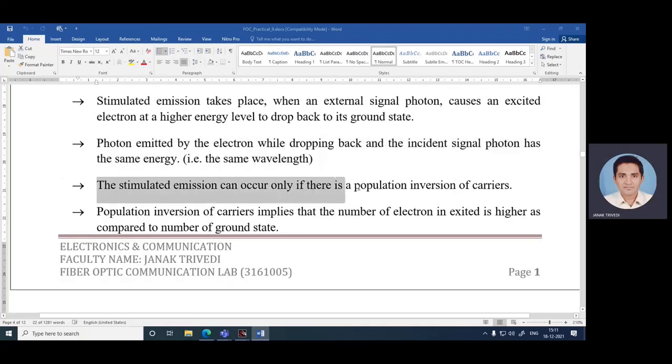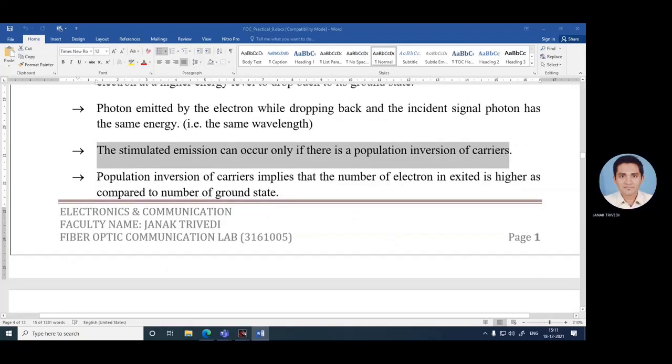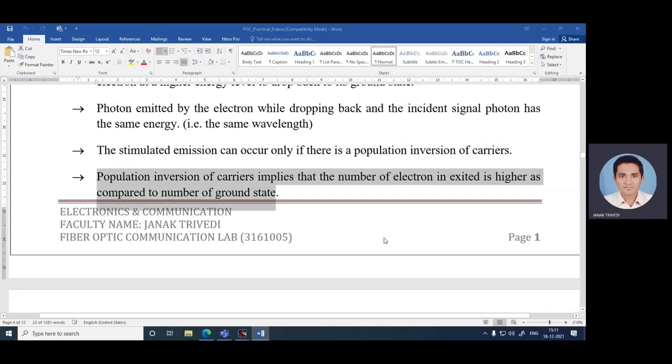The stimulated emission can occur only if there is a population inversion of carriers. Population inversion of carriers implies that the number of electrons in the excited state is higher as compared to the number in the ground state.